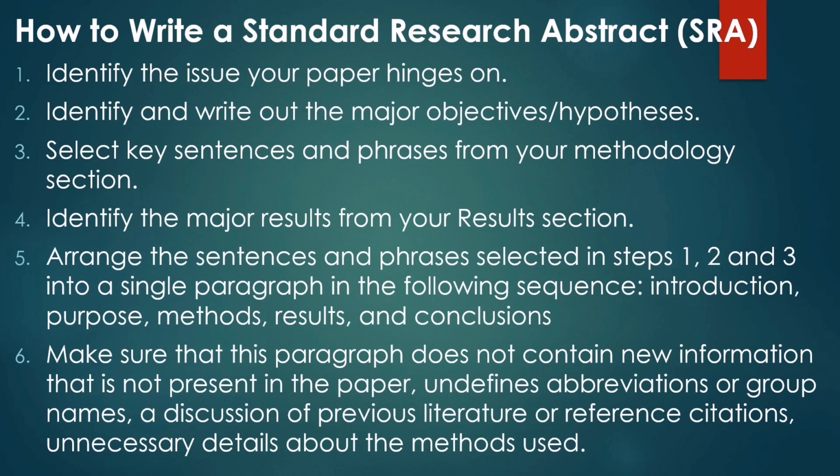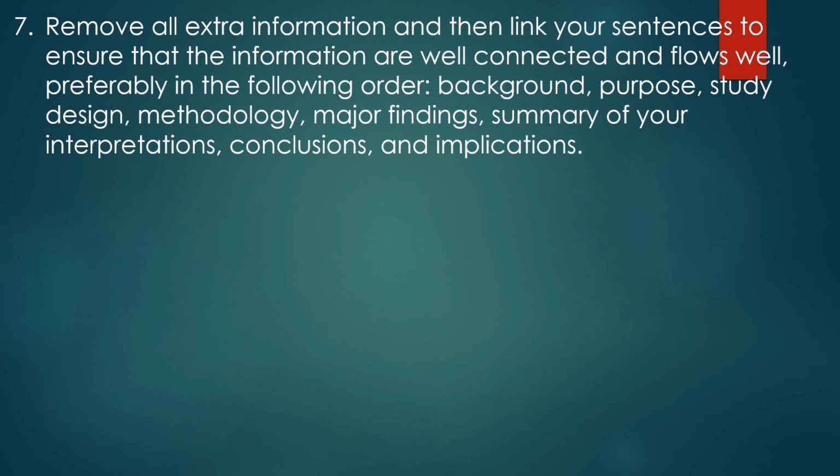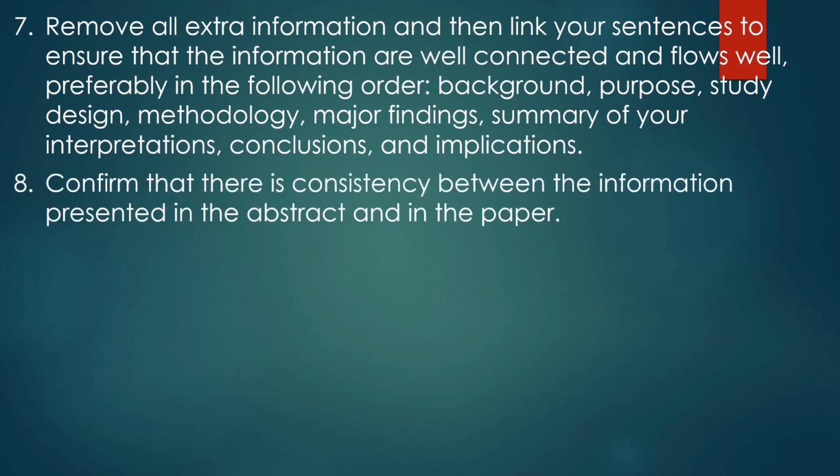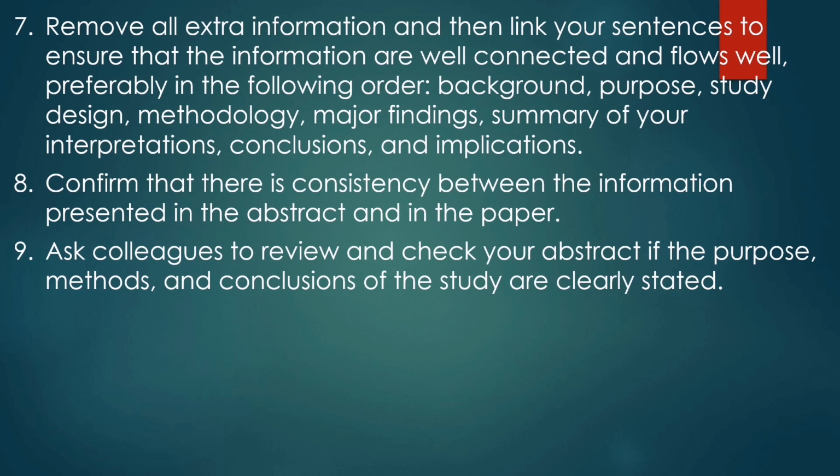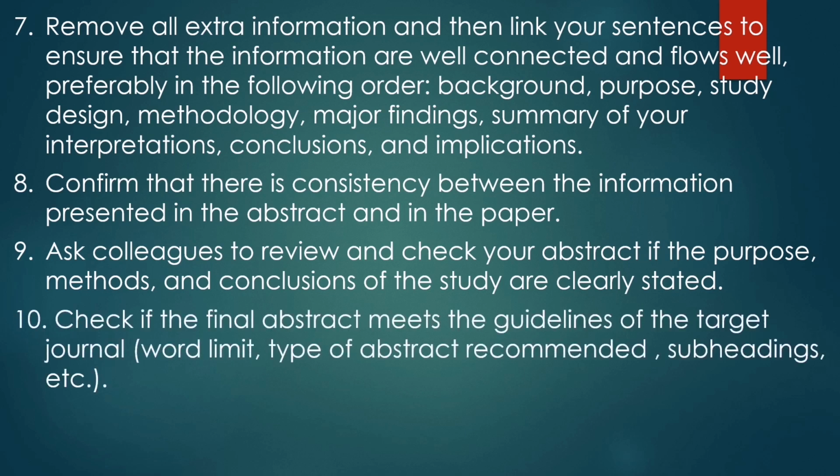Do not include abbreviations or group of names, a discussion of the previous literature or reference citations, or unnecessary details. Remove all extra information and then link your sentences to ensure that the information is well connected and flows well, preferably in the order we have already discussed. Confirm that there is consistency between the information presented in the abstract and the paper. Ask colleagues to review and check your abstract if the purpose, methods, and conclusions of the study are clearly stated. Check if the final abstract meets the guidelines of the target journal.